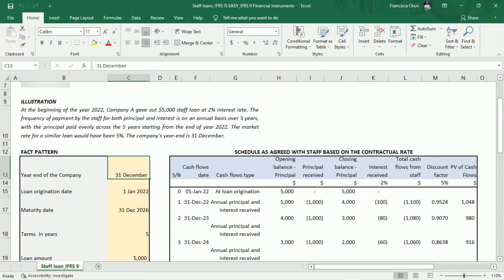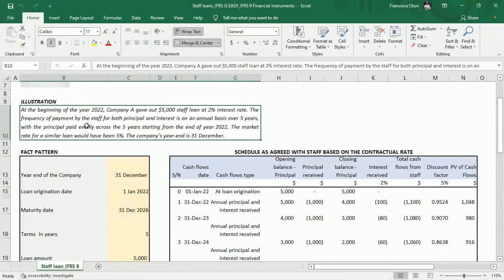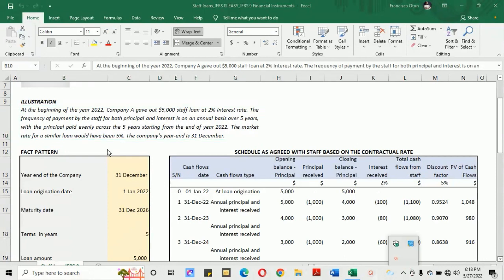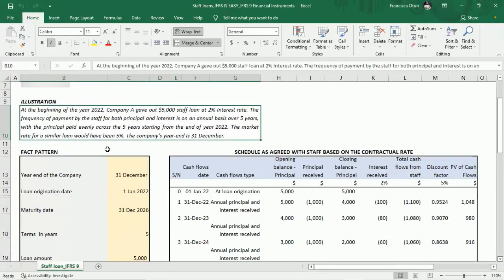Alright, so we'll be going through this file to show how the computation works for a staff loan. Remember, we mentioned that for staff loans, the expectation is that we compute the present value of the staff loan. So we have to show the present value of the staff loan as at the date of origination, because that is the requirement of IFRS 9.